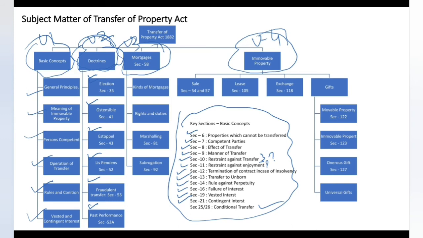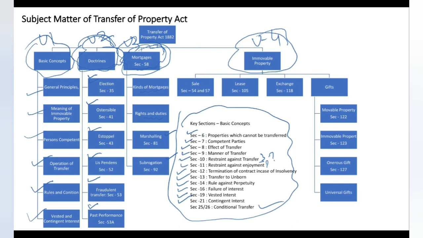Then the third block, or third unit, that we are discussing is mortgage. It is related to a mortgage. In this we will be talking about what is a mortgage, what are the definitions, everything in section 58. Then we will talk about kinds of mortgage, rights and duties. There are multiple sections, so I have not added the sections here. And then we will talk about marshalling and subrogation. These are the rules for mortgages that we will discuss later. So this is the scope of mortgages.